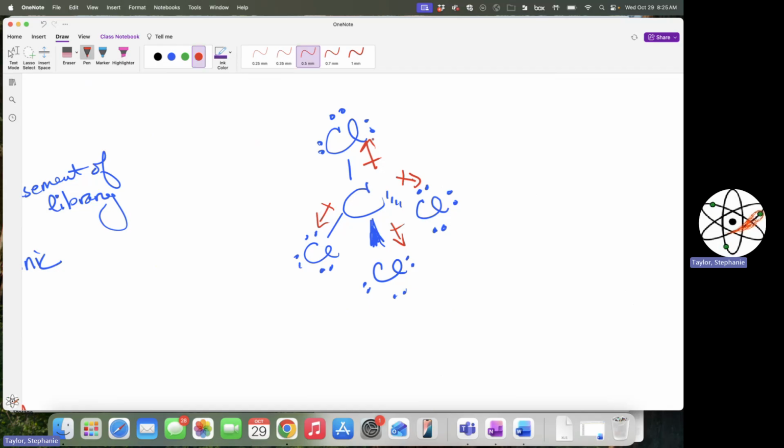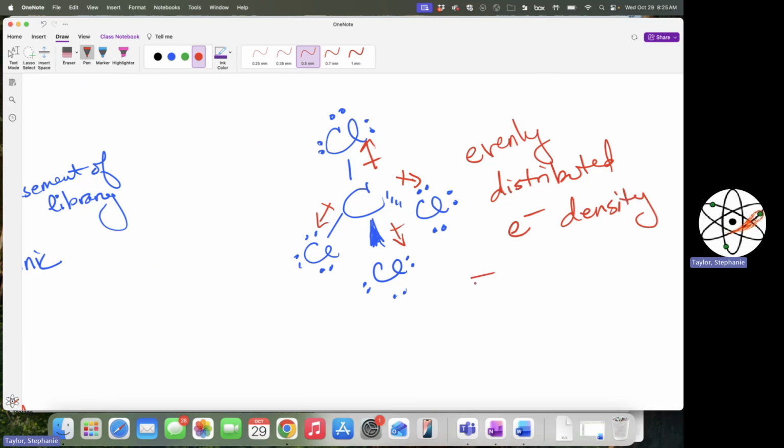So there is more electron density on the outside of this than there is on the inside of the molecule, but it's all evenly distributed. So this is still evenly distributed electron density. And that means that this is a non-polar molecule. So all of that electron density is evenly distributed. That means this is a non-polar molecule.